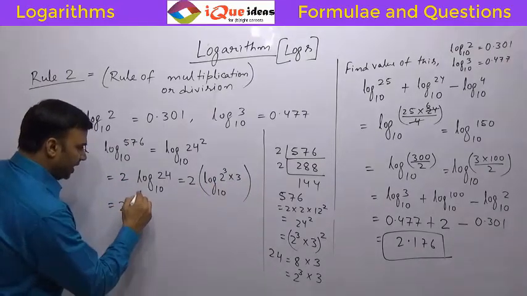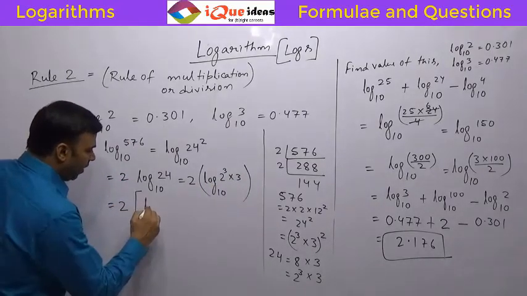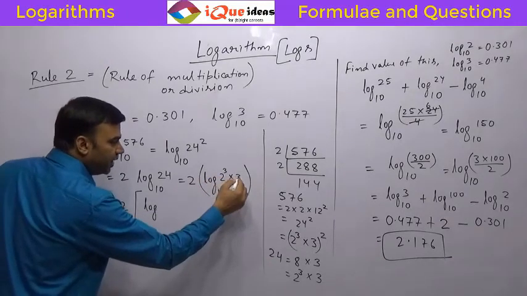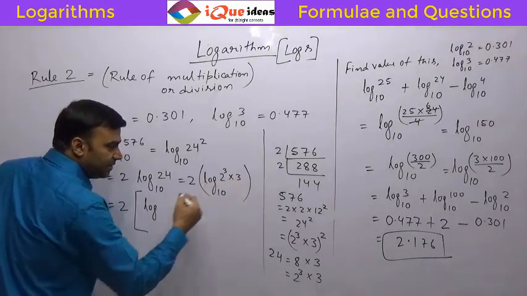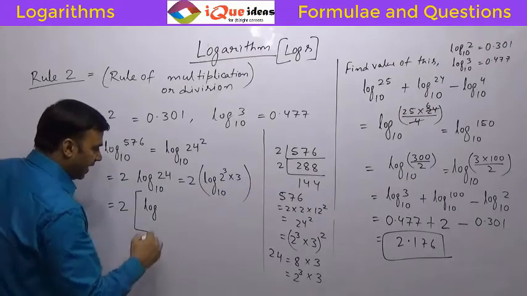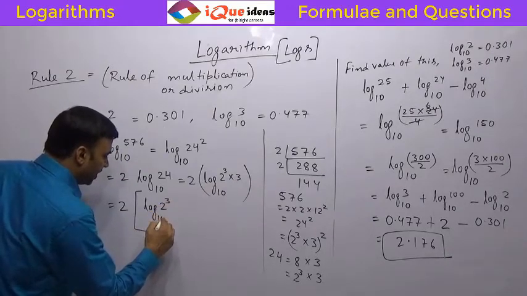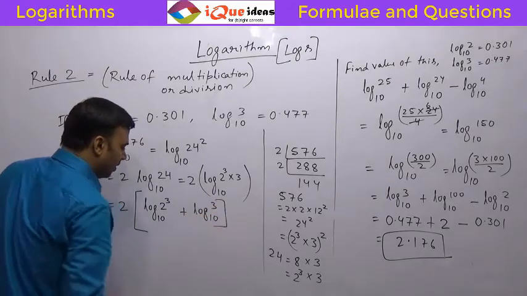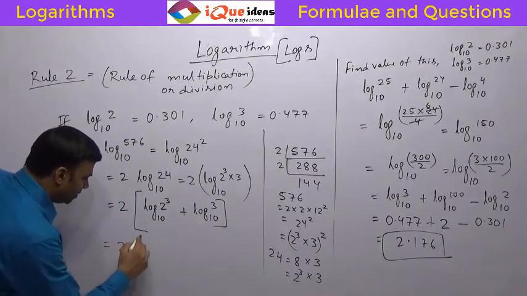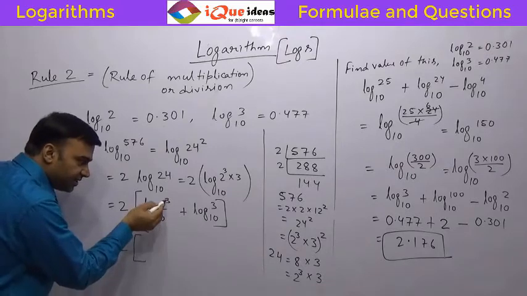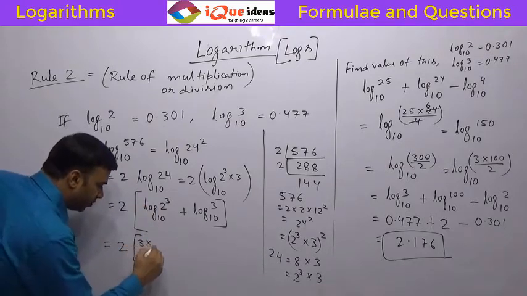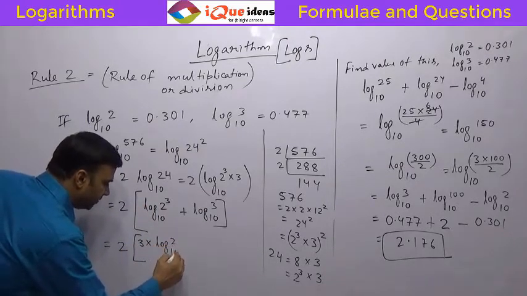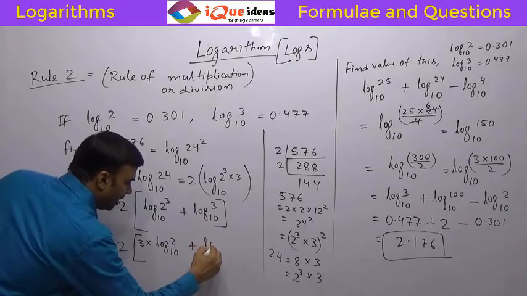Now this 2 is completely outside. Inside we have log of 2 cube into 3. So whenever there is a multiplication, logs can be separated with a plus sign. So log 2 cube to the base 10 plus log 3 to the base 10. Alright. So we have 2 into. Now from here, this 3 comes outside. So it is 3 into log 2 to the base 10 plus log 3 to the base 10.